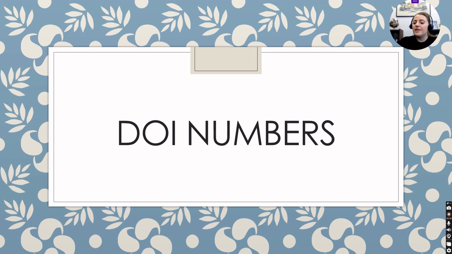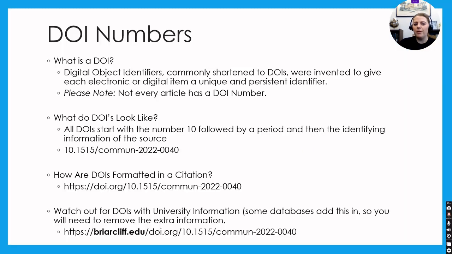So DOI numbers. I did want to touch base on DOI numbers. I have you guys watch the APA citation videos because they will explain this much better than I can. But I did want to touch on DOI numbers because these are probably one of the most common places that we trip up on. So what is a DOI number? So a digital object identifier, commonly shortened to DOI, was invented to give each electronic or digital item a unique and persistent identifier. But please note that not every article has a DOI number.